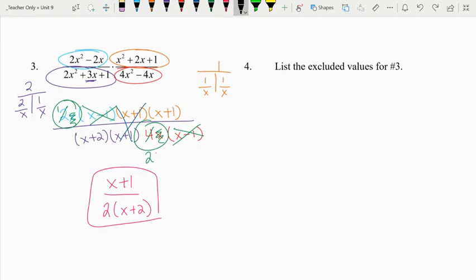So number 4 says, what are my excluded values? So remember, we take our denominator and we set it equal to 0. So x cannot equal negative 2.